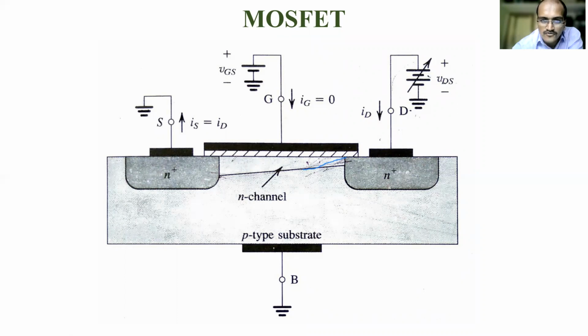So that's what I told you. It will keep increasing, but after some extent of VDS, it will show you this tapered shape. So that is the fourth step of operation.